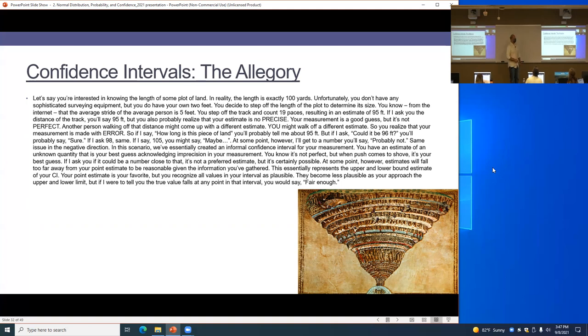So essentially what you've done here is create a confidence interval around your step-off of this plot of land. At some point we get a value where you say probably not, and going lower, you say probably not. Does that mean it couldn't be that? No, maybe I just miscounted, but based on the information I have, this seems like an unlikely value, okay?